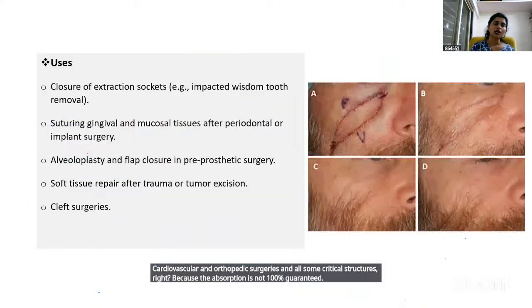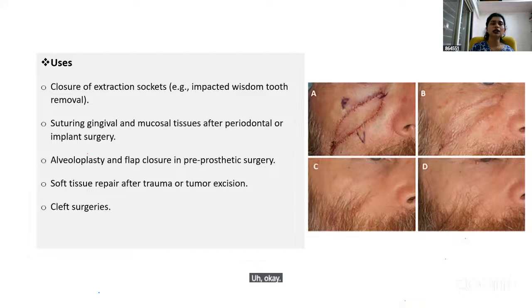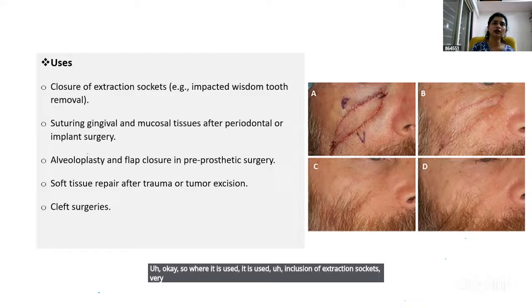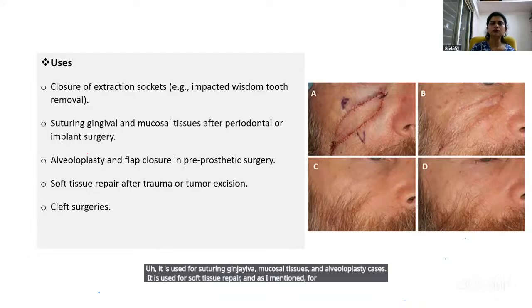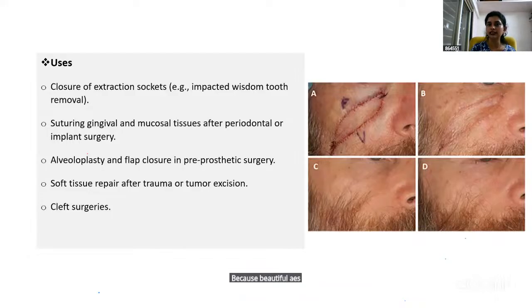Where it is used: in closure of extraction sockets, very commonly in some parts of America, like Los Angeles. It is used for suturing gingiva and mucosal tissues, in alveoloplasty cases. It is used for soft tissue repair, and as I mentioned, for cleft surgeries, because these catgut sutures offer beautiful aesthetic suturing.